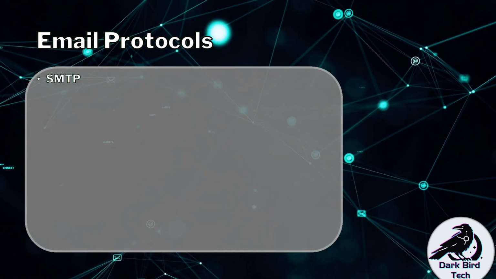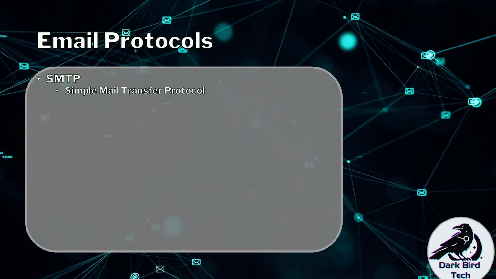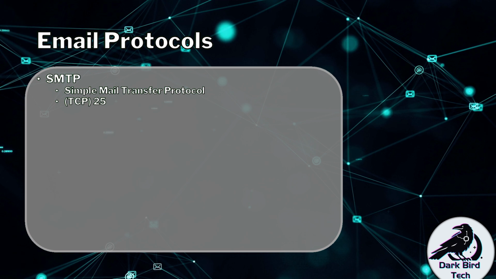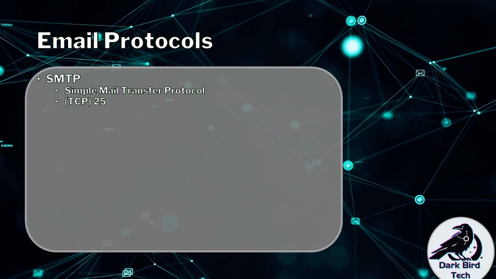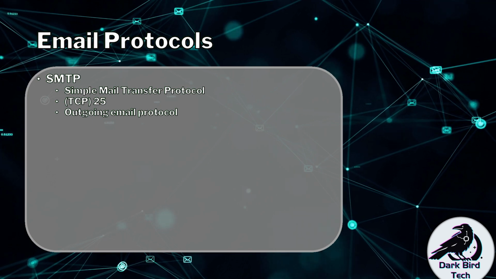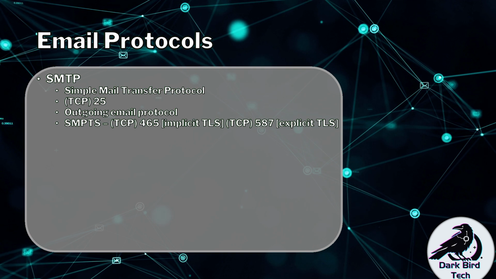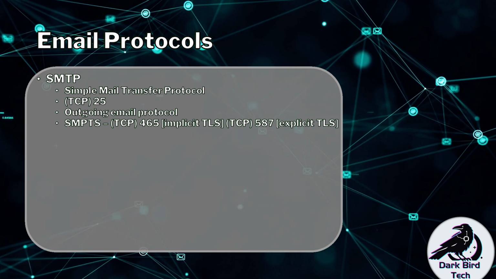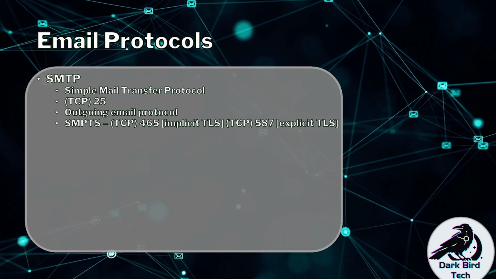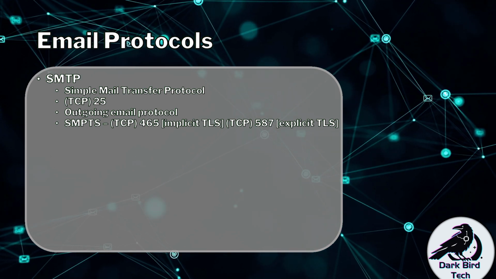So first we have SMTP, or the Simple Mail Transfer Protocol, and it normally uses port number 25 with TCP, and it is considered our outgoing email protocol. I will diagram it just now to make it clearer. But we do have secure variations called SMTPS that will run through either port 465 if it's implicit or assumed, or 587 if it's explicitly stated that we're using TLS.